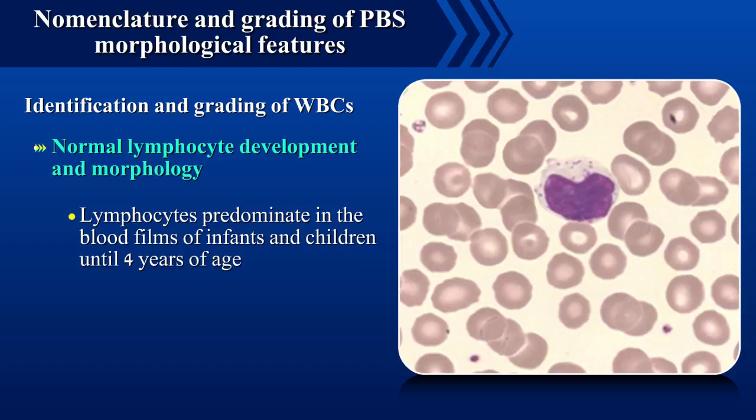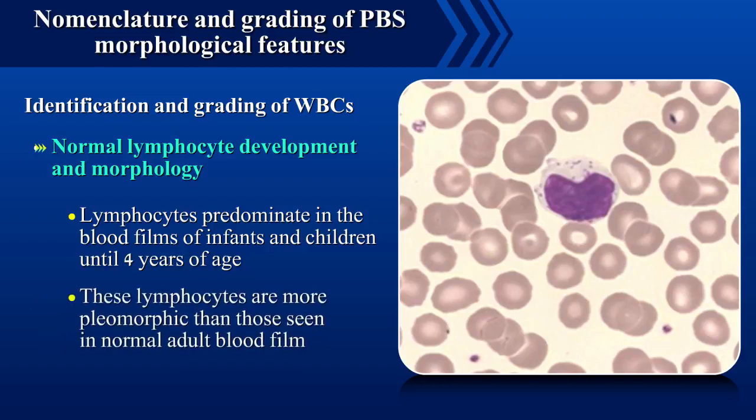Lymphocytes predominate in the blood films of infants and children until 4 years of age, and these lymphocytes are more pleomorphic than those seen in normal adult blood films.